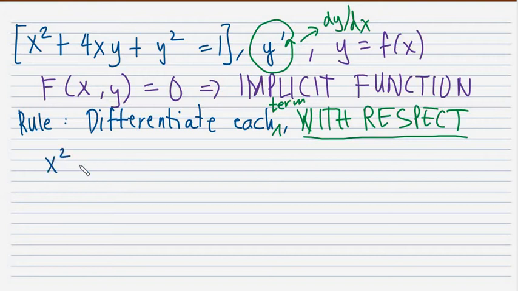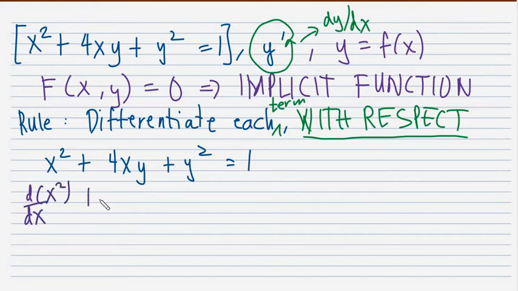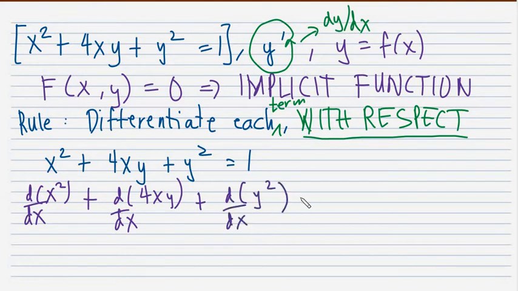So if we apply that rule in this example, we have x squared plus 4xy plus y squared is equal to 1. According to that rule, differentiate each term. Differentiate x squared with respect to x. Then differentiate 4xy with respect to x. Differentiate y squared with respect to x. Then of course, differentiate 1. We already know that that is a constant and this will be equal to 0.